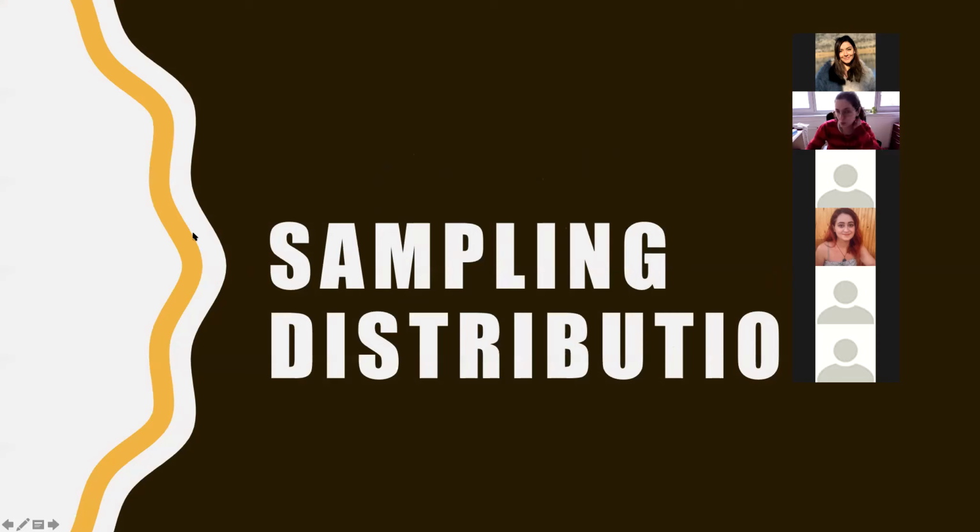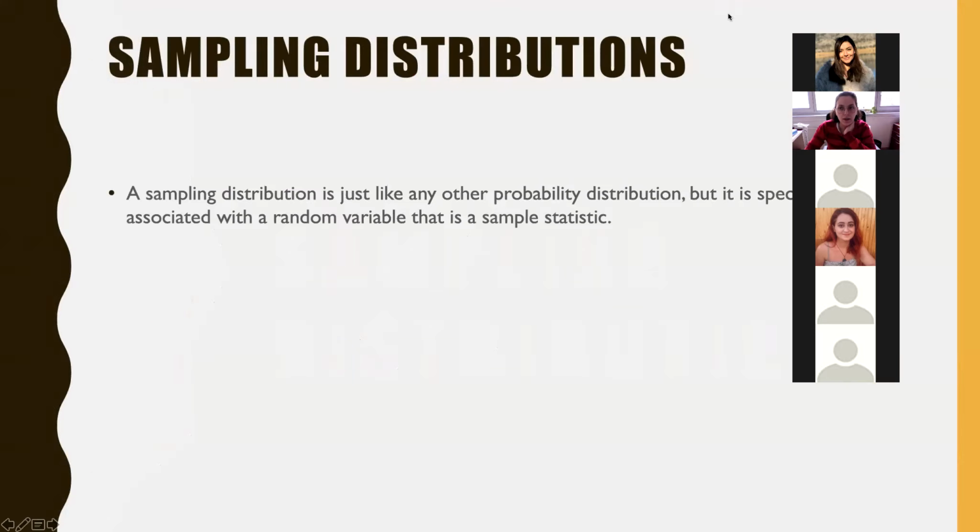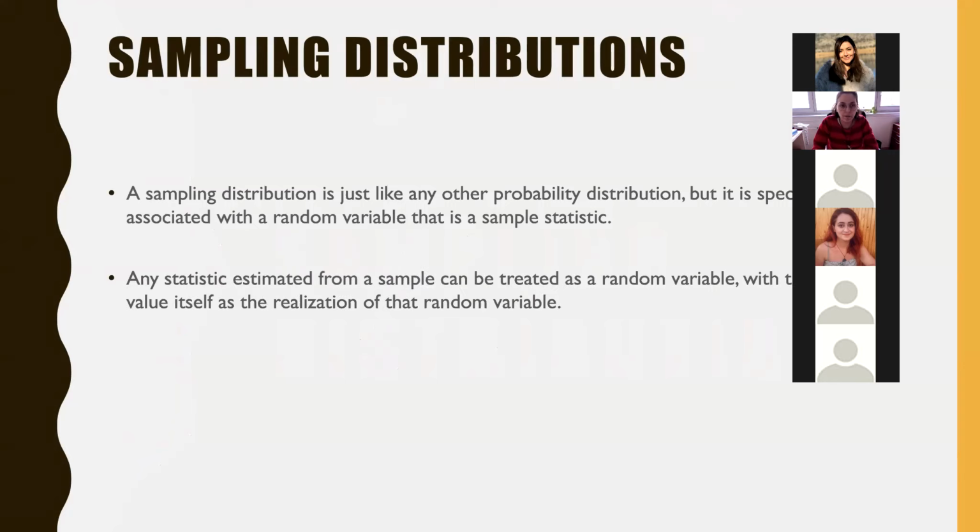And here is the first one. We will see some sampling distributions. I guess you are kind of familiar with this topic, and let's remember what that was. It's just like any other probability distribution, but it is specifically associated with a random variable, which is a sample statistic in here, okay? Any statistic estimated from a sample can be treated as a random variable, with the estimated value itself as the realization of that random variable.